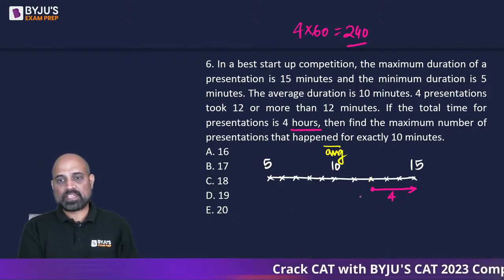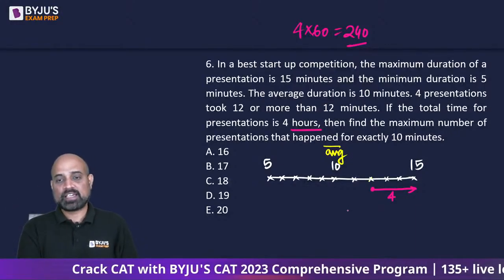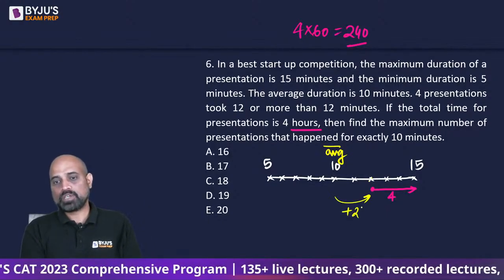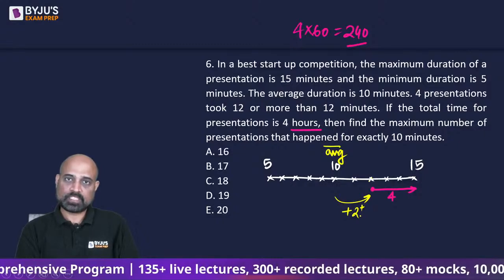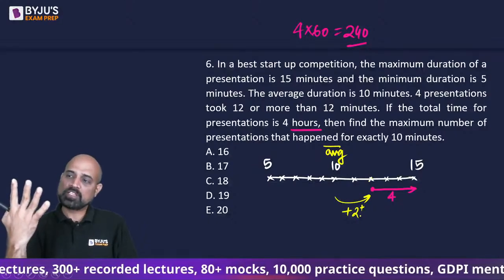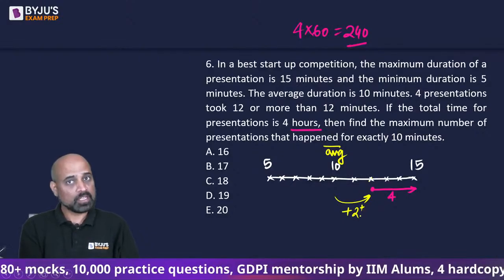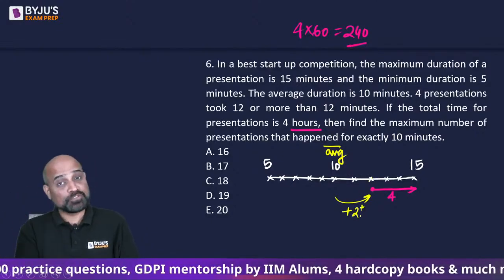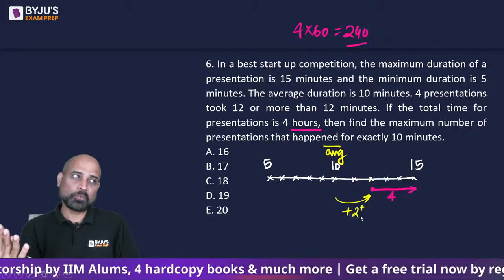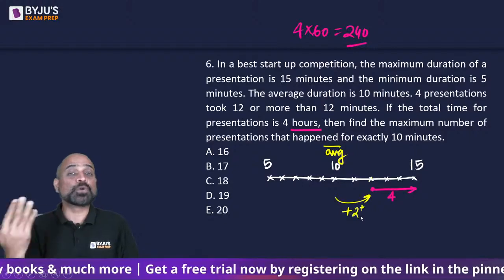So if 4 presentations took 12 or more than 12 minutes, can we say that the deviation is 2 or more than 2? From the average, 12 minutes means 2 minutes more. So if I say all the 4 presentations are at 12 minutes, that's an increase of 8 minutes. Suppose all these 4 presentations are 15 minutes long, right? Because it says 12 or more, it can be 15. If all the 4 are 15 minutes long, that would mean an overall deviation of 20 minutes.